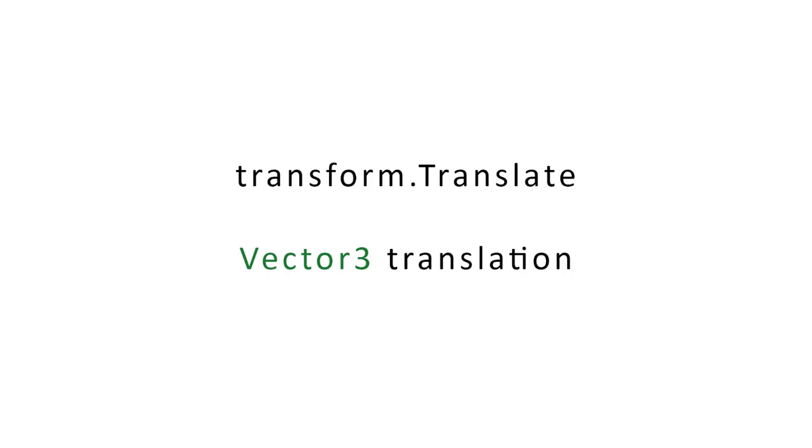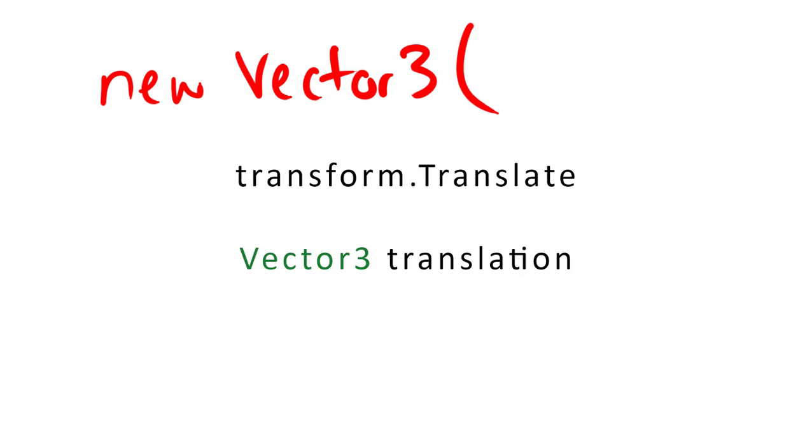Within transform.translate, that would look like a new vector 3, and in our brackets we would make it the x-axis equals 4, and because we're not moving anywhere on the y or the z, we can make these 0. This would mean we move 4 units on the x-axis, 0 on the y, and 0 on the z.